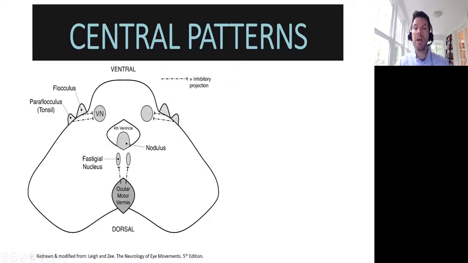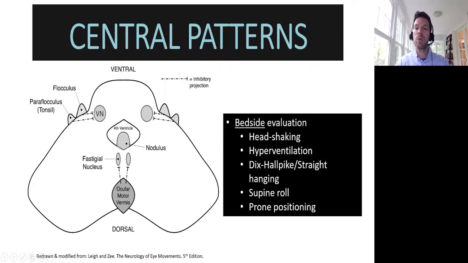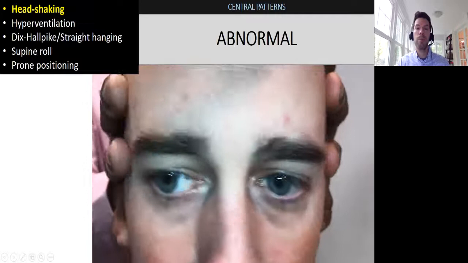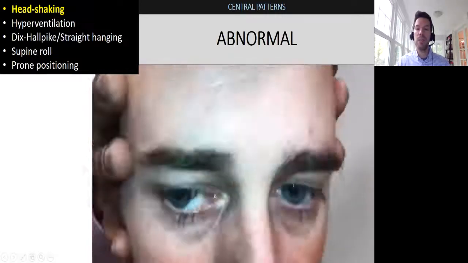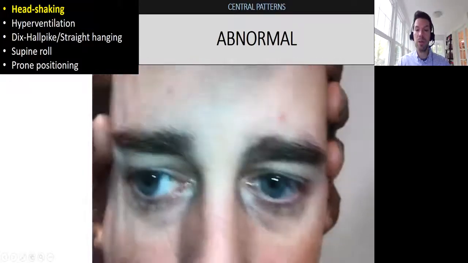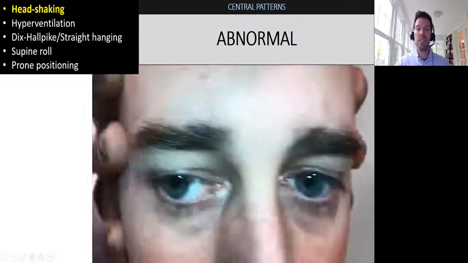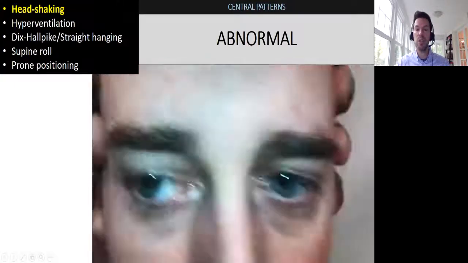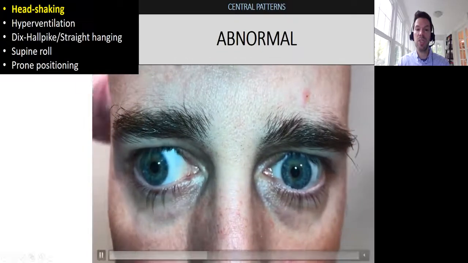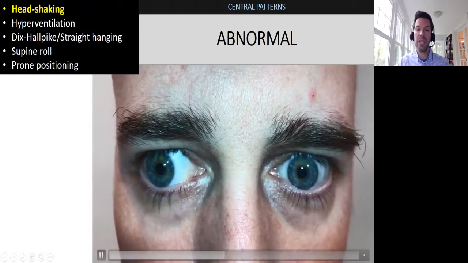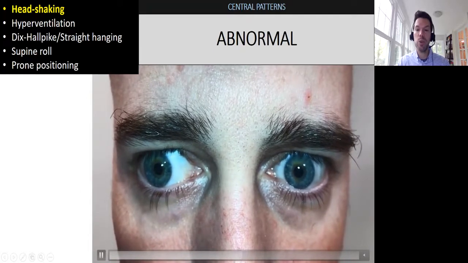So a few central patterns in the last couple of minutes, things to recognize, things to look for when you perform some of these provocative maneuvers, some of which we went over today, some of which presumably have been gone over in the last couple of weeks with regard to Dix-Hallpike and positional vertigo. So this is head shaking. This patient has no vestibular loss. His head impulse testing was perfect. His video head impulse testing was perfect. You perform horizontal head shaking and you see this really robust left beating nystagmus. This is a central pattern.